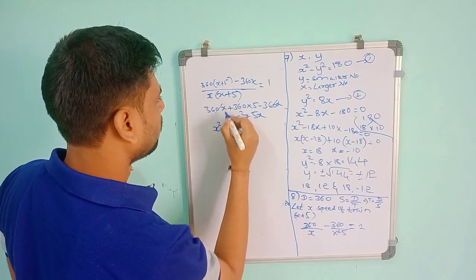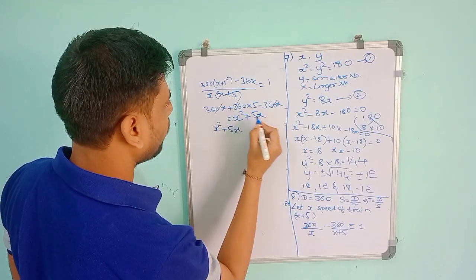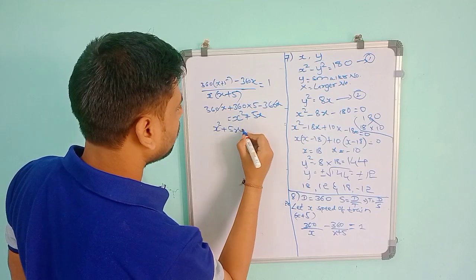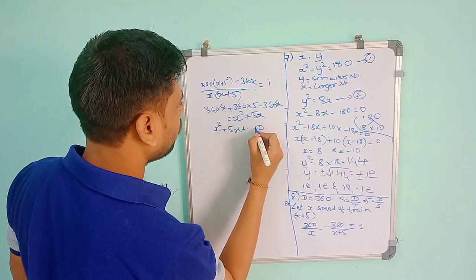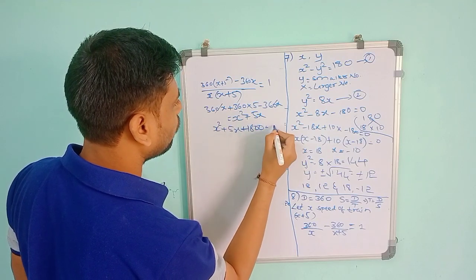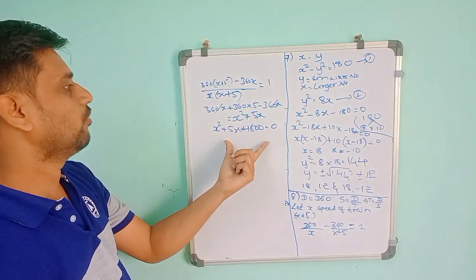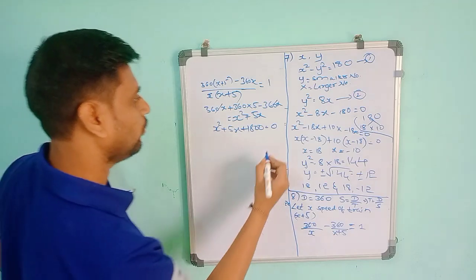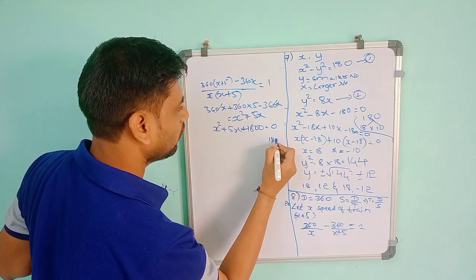This is positive there, so this side will bring 360 into 5. 360 into 5: 5 zeros are 0, 5 sixes are 30, 3 carry, 5 threes are 15, 1800. So x square plus 5x minus 1800 is equal to 0. This is the quadratic equation. So if you solve these roots, you have to take 1800.